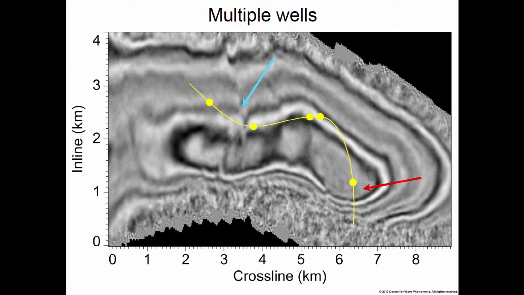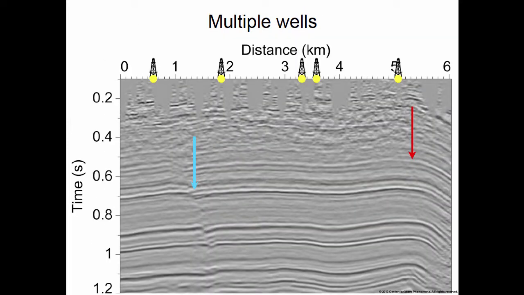So if we look at the vertical slice extracted along this yellow curve, we can see that fault that I showed in blue and the anticline in red. I wanted to have these structural features to show some of the lateral limitations or problems you might encounter when trying to do multiple well ties. And of course the wells are posted here at the oil derricks in yellow again.